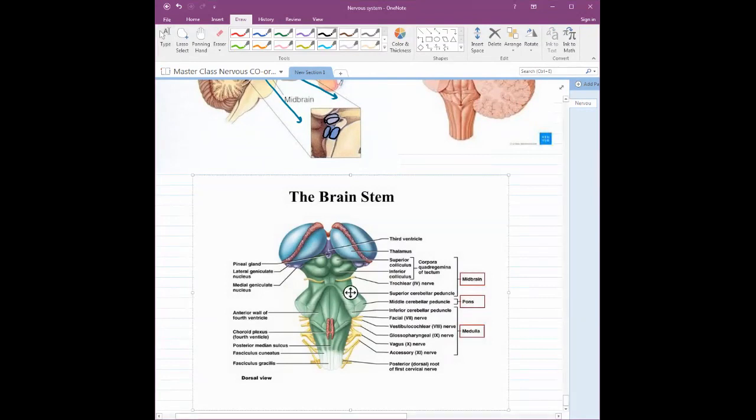Okay, so guys, once again, see here, the superior colliculi. Here, this is your superior colliculi, and this is your inferior colliculi, guys. Okay, superior colliculi, inferior colliculi. This is how it is going to be. Okay, so I hope the positioning is clear with everyone.